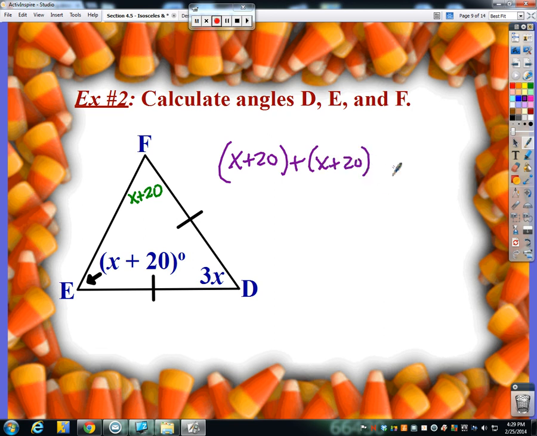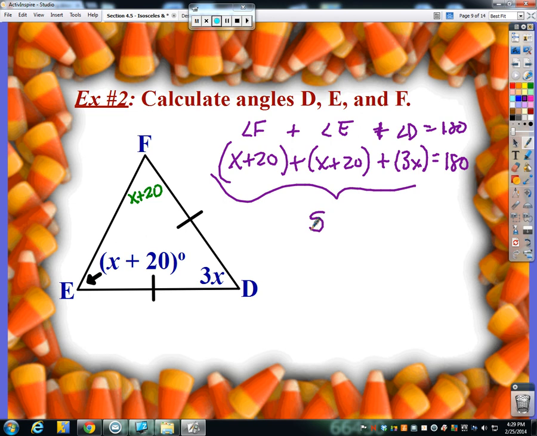So we take the 2 x plus 20s plus the 3x, and you don't really need the parentheses here. I'm just showing you that, for example, this is angle F, and I'm going to add angle E, and I added angle D here, that I really should get 180 degrees by the triangle angle sum theorem. So once I simplify all this, I should get 5x plus 40 equals 180. Subtract the 40 over, and we get 140, and divide by the 5, and we get 28.